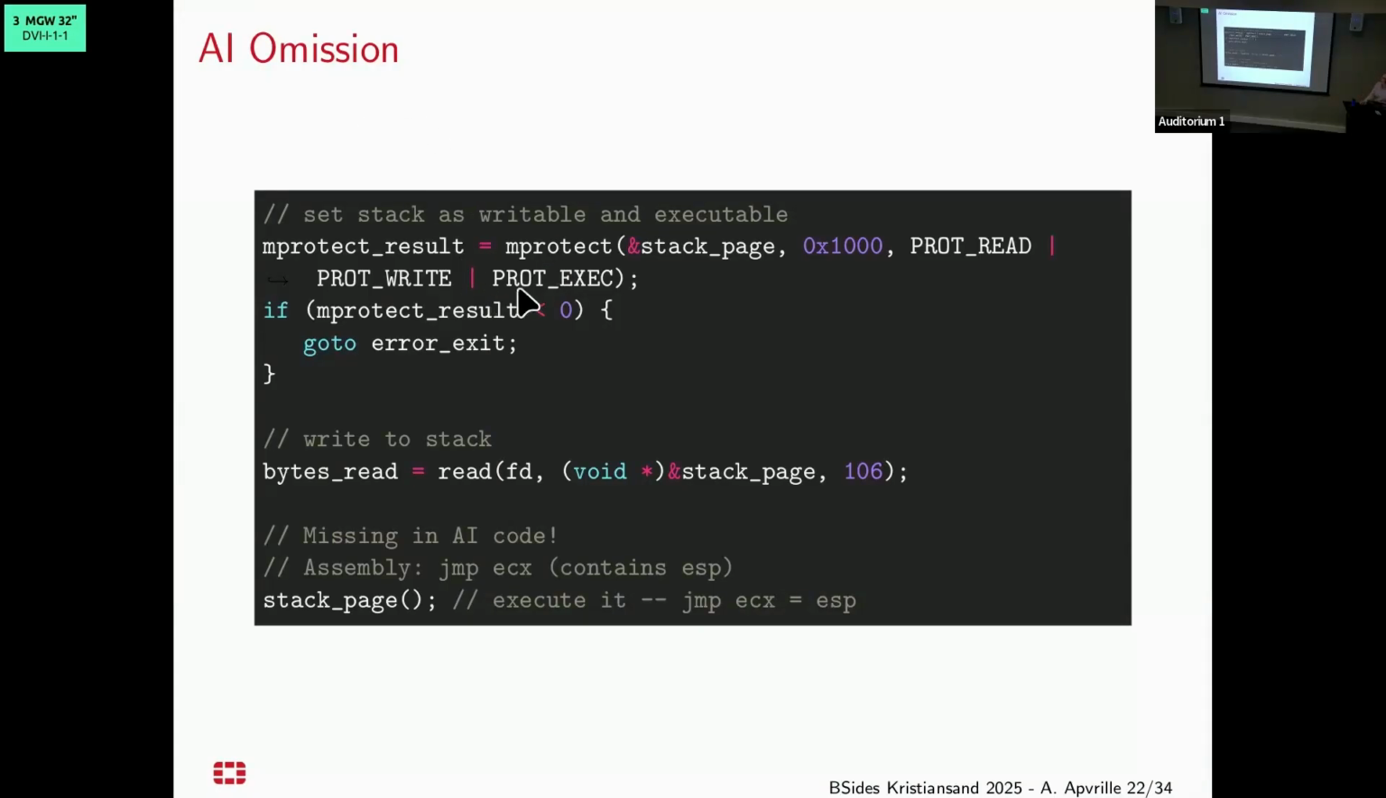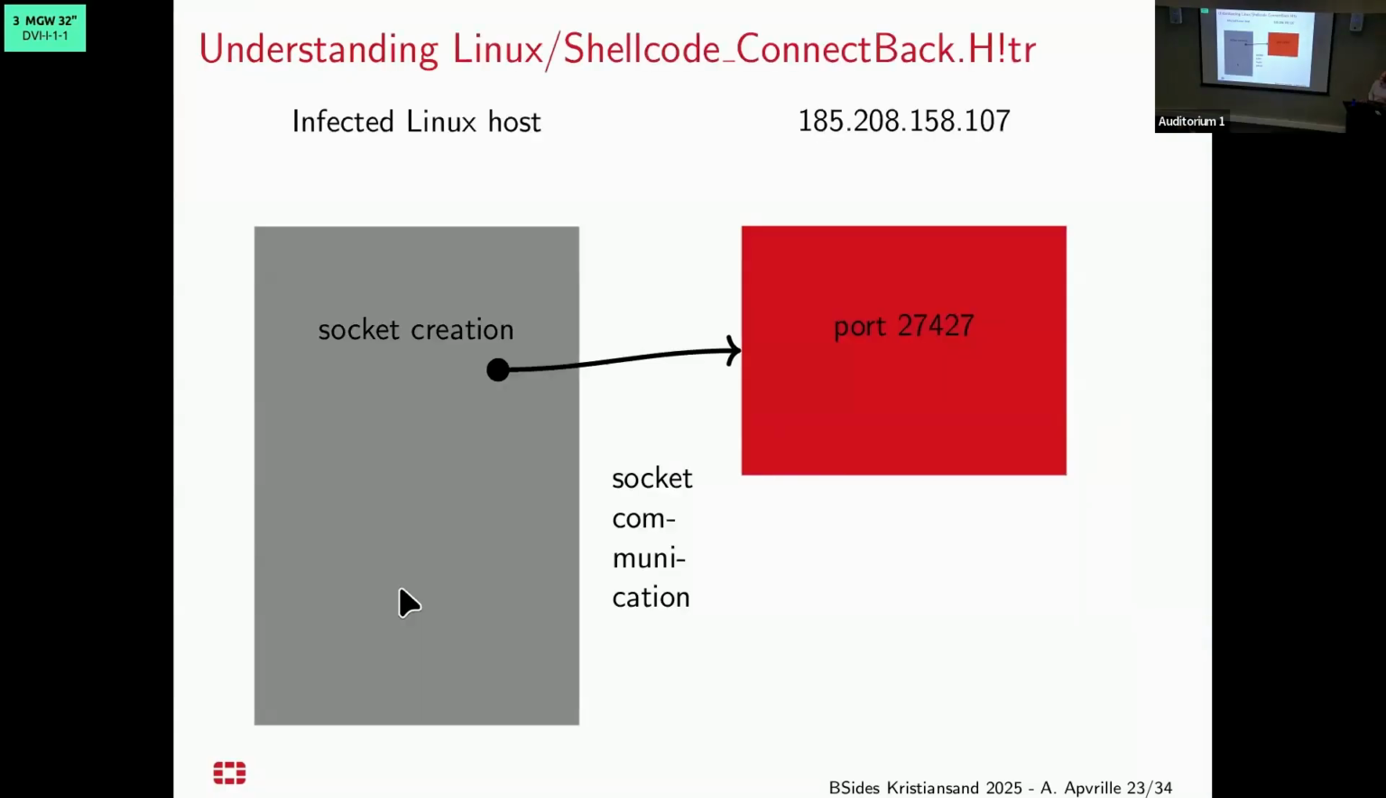And here, what is pretty important is that we're setting the stack as readable, writable, and executable. Then in the socket, the remote end is writing a payload on the stack. And then the AI completely forgot the last step, which is executing what has been sent. If you're not executing it, that's kind of strange, because it will be useless. But that is not a detail, of course.